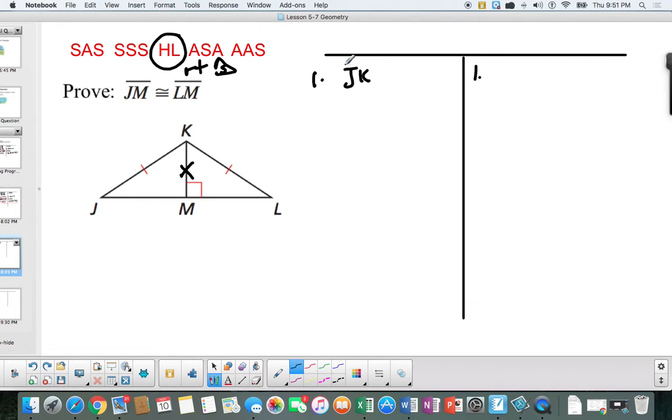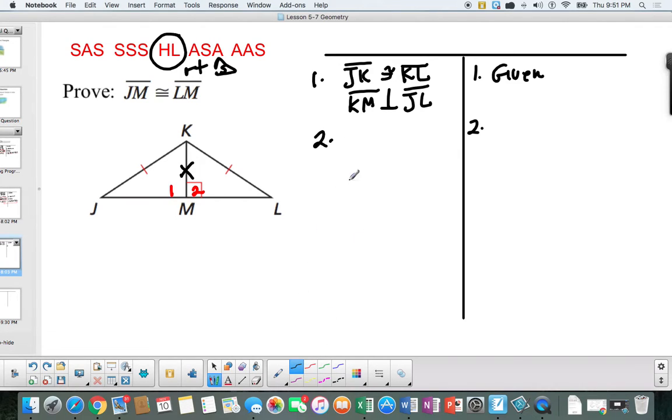segment JK is congruent to segment KL, and that's going to be my H pair given. And it looks like I'm also given that KM is perpendicular to JL because I see this little right angle. And I'm going to call this angle 1 and angle 2.